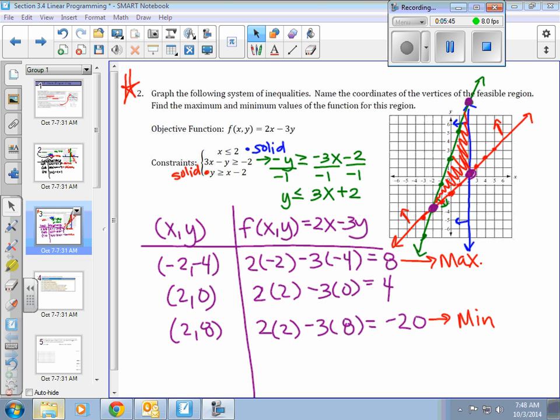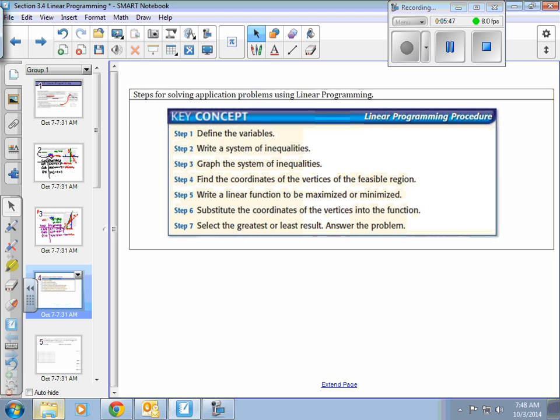Now let's go ahead and just look at the steps to do linear programming. First, you want to define the variables. So I want you to tell me what x represents, what y represents. 2, I want you to write a system of inequalities. 3, you graph it. 4, you find the vertices of the feasible region, just like we did on the page before.